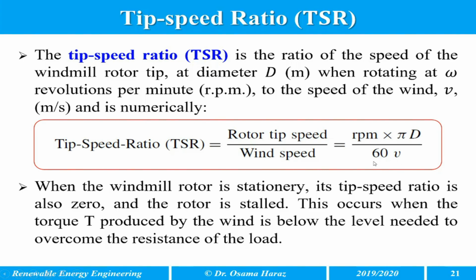When the windmill rotor is stationary, its tip speed is also 0, and the rotor is called stalled. This occurs when the torque T produced by the wind is below the level needed to overcome the resistance of the rotor.